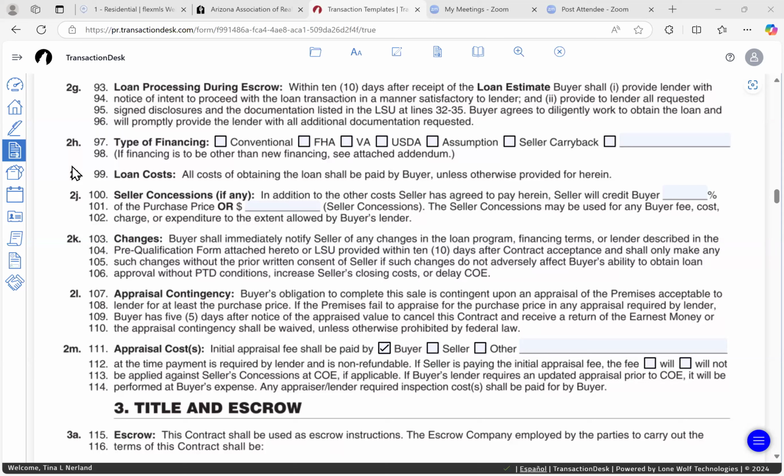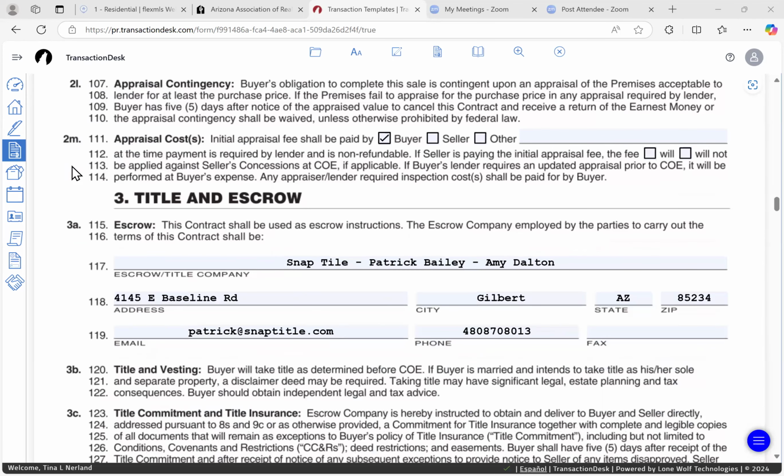It kind of contradicts what I just said, but if the seller wanted to order their own independent appraisal, they could. Nobody's going to stop them. Any questions? Okay, that concludes part 2.